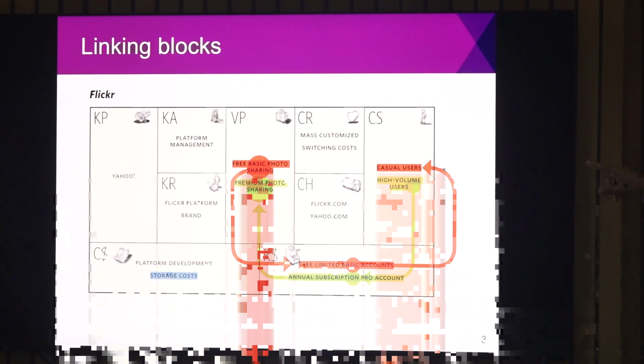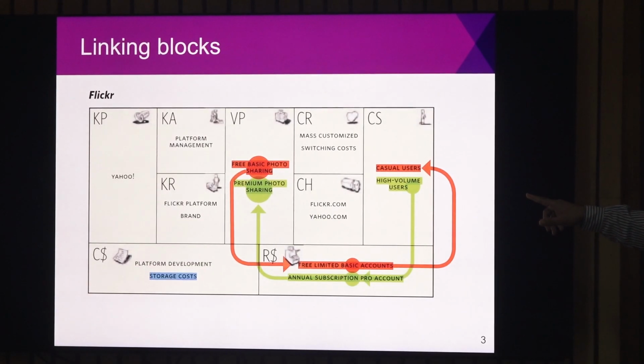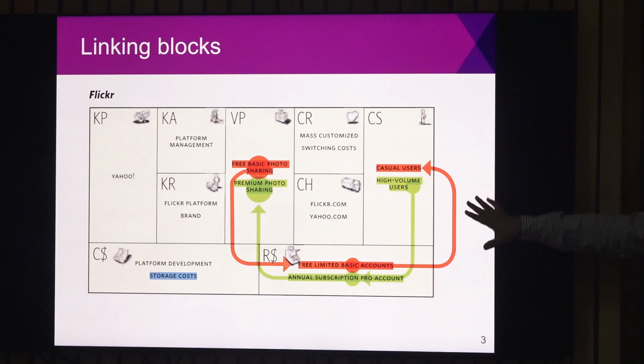But let's start with the value proposition. Should we start with value proposition or customer segments? Let's try to understand customer segments first, like we did in our business model canvas journey. There are 2 types of customers for Flickr. One is casual users who click a snap here and there and then try to upload it on their website. And then high volume users.